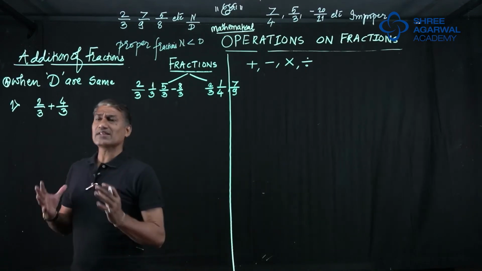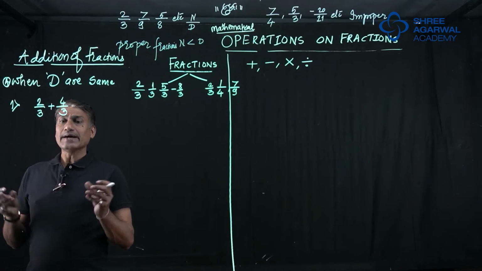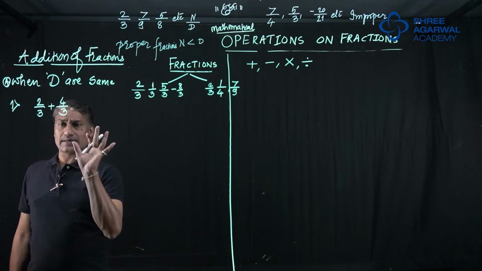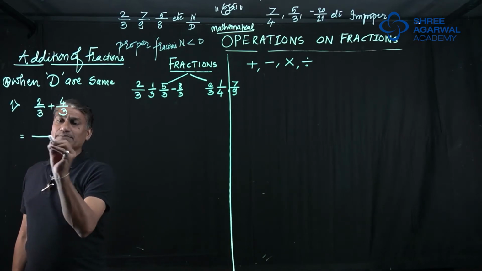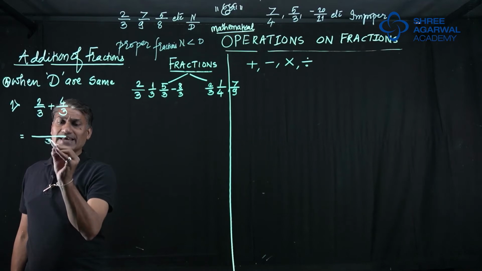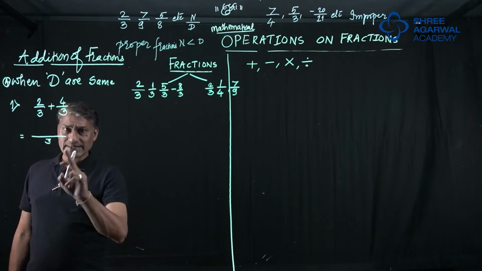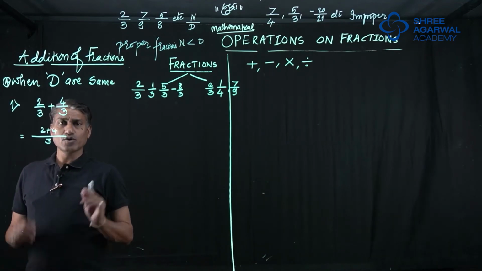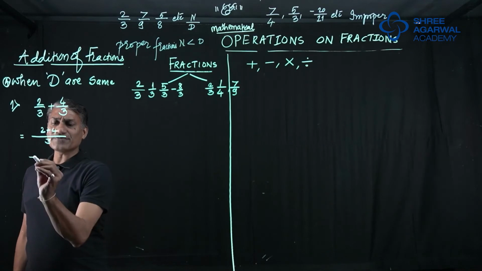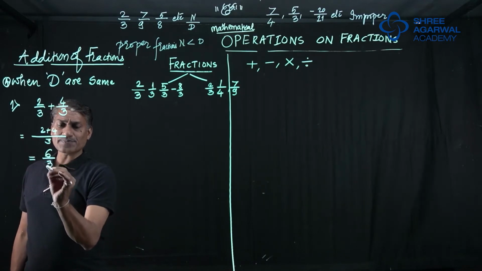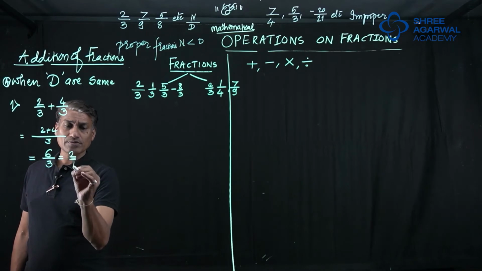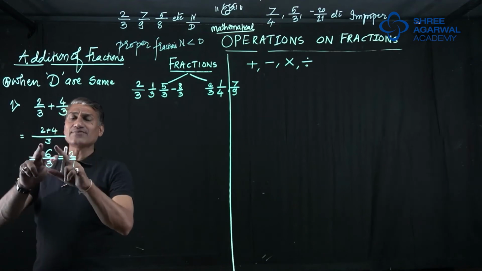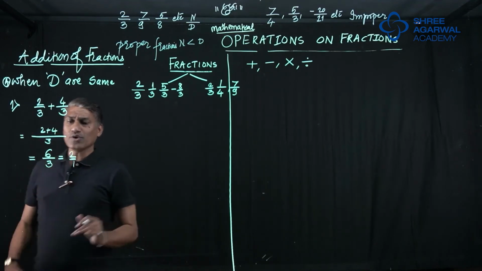Now if we have the same denominator, it means the LCM of both these denominators is same, which is 3. So whenever the denominators are same, we simply take the same denominator as LCM. The LCM of 3 and 3 is 3, and we add the numerators as they are, no change. Now this is to be simplified: 2 plus 4 is 6, 6 upon 3 is 2. This is the simplified answer. The denominators were same, so the LCM was same. I will show you another example.